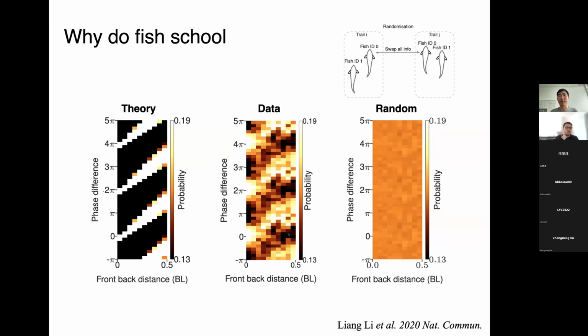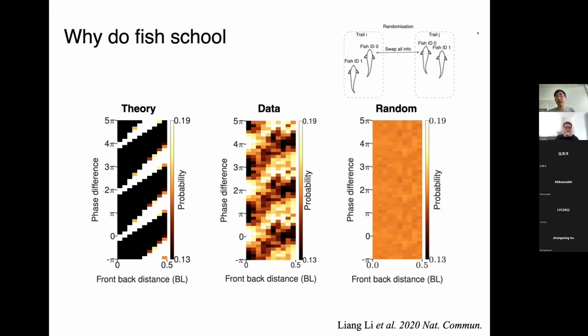We chose specific fish and did experiments on a specific day, and then the fish performed this. And also, fish might perform this linear correlation between phase difference and front-back distance not because of hydrodynamic interactions, but because of other factors.